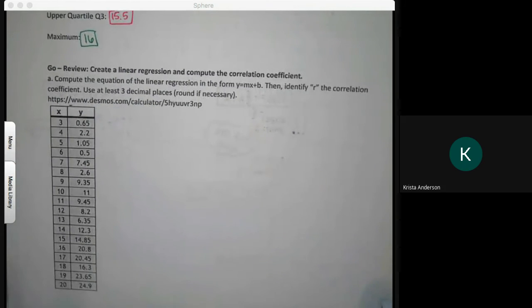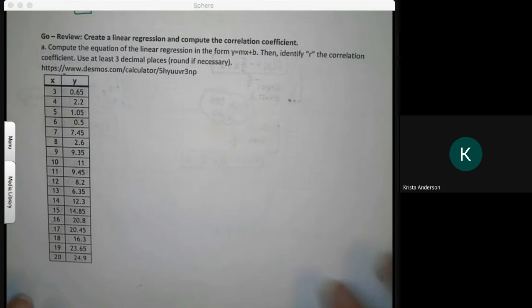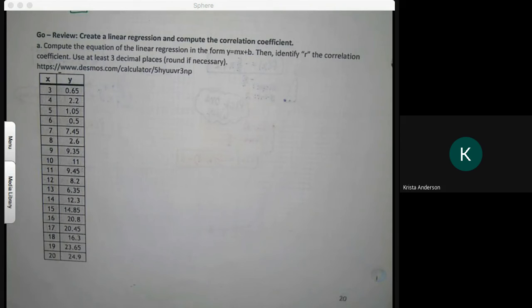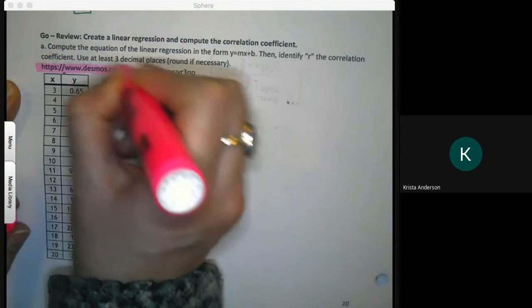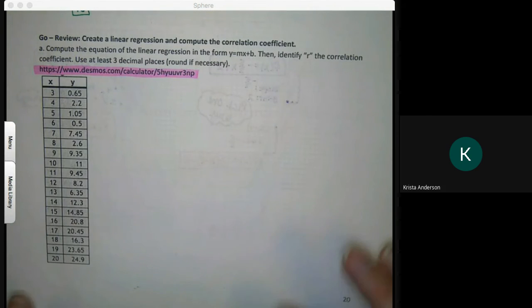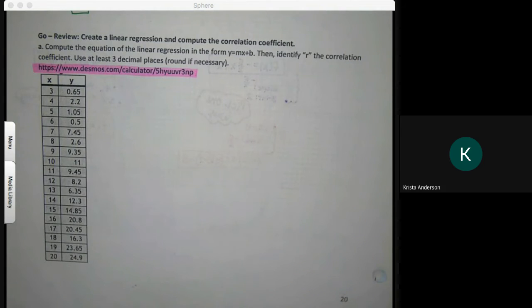The last one is a review. This will be on your test. There are 2 of them like this on your test. We are going to use our favorite calculator to have it help us find our slope and our y-intercept and our correlation. So, I'm going to switch up the screen a little bit.